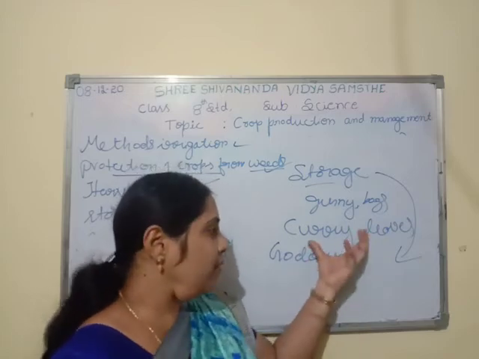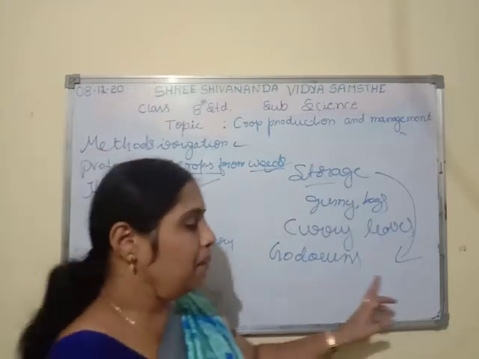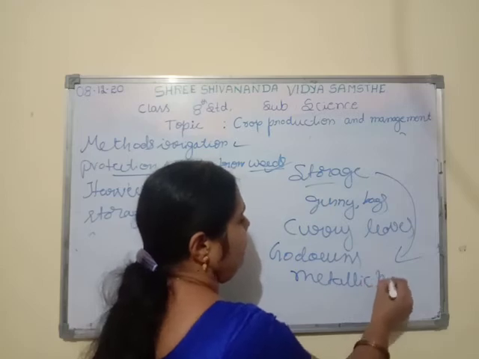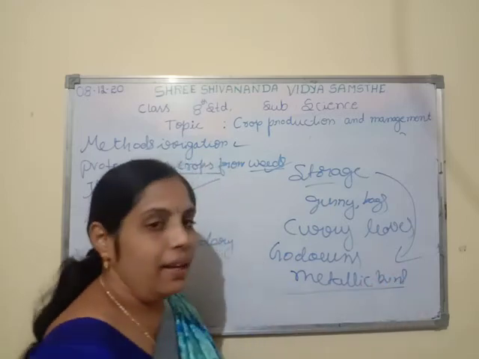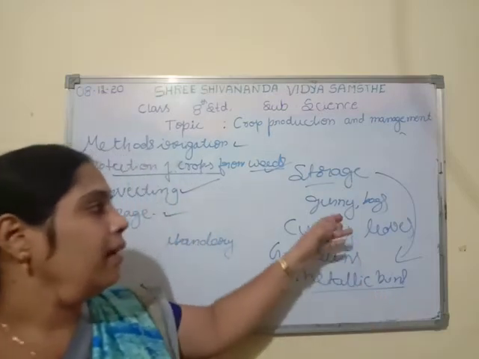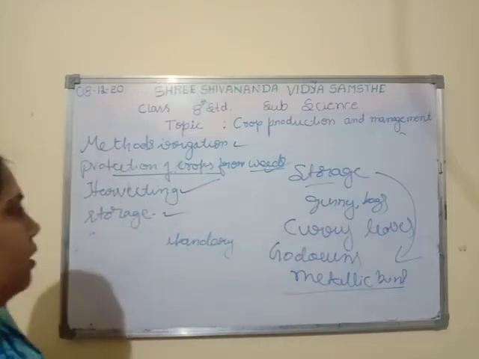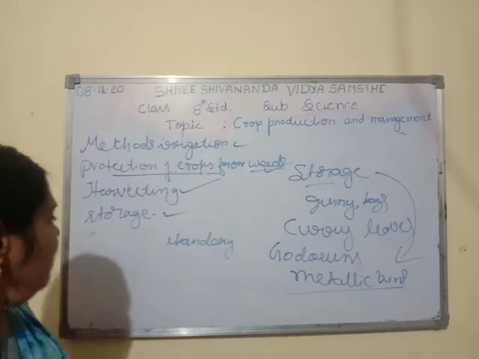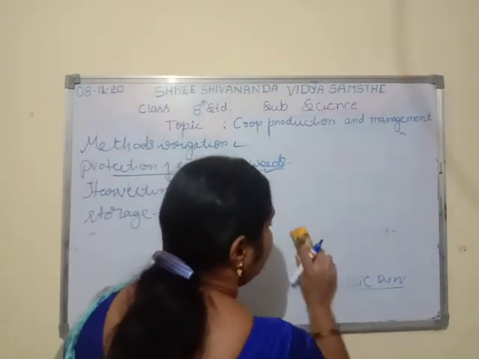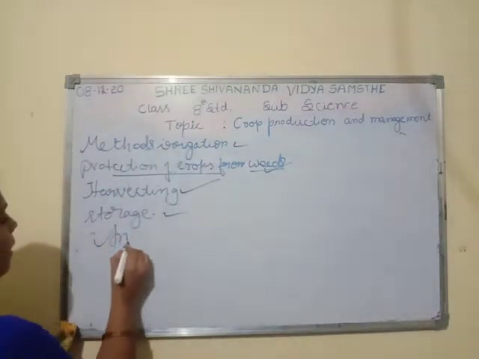Okay, and also we can save these grains by protecting them in metallic bins. Metallic bins ಅಲ್ಲಿ ಸಹ ಇದನ್ನ ಸ್ಟೋರ್ ಮಾಡಿ ಇಡಬಹುದು. So this is also another method to keep our grains for a long time. Okay, so this is about the storage. The next and the last step of crop production is animal husbandry.